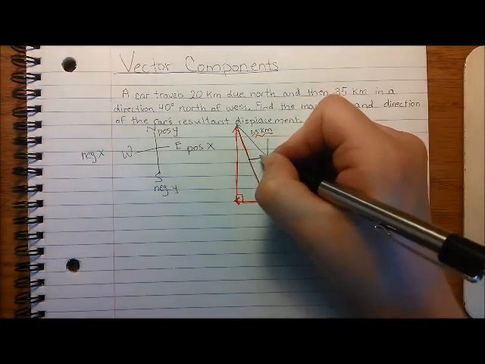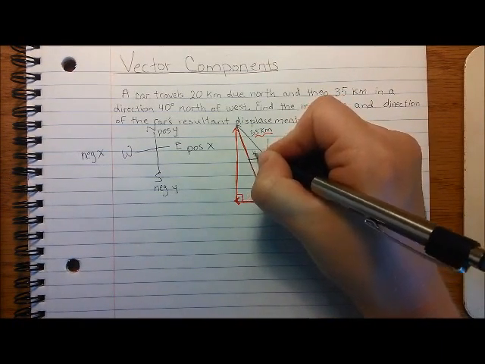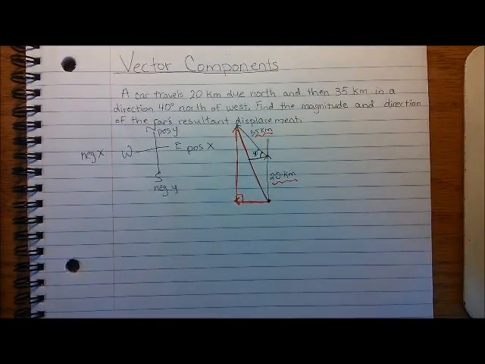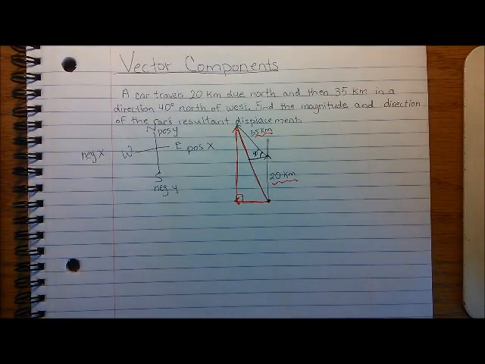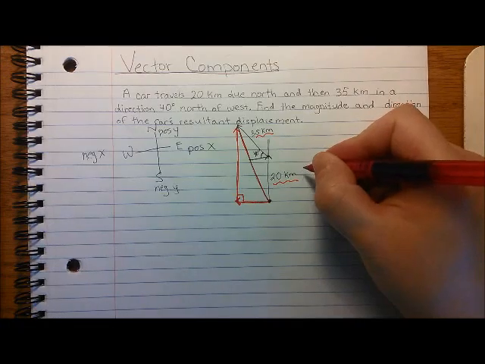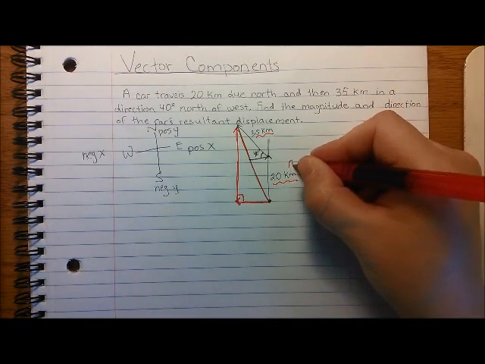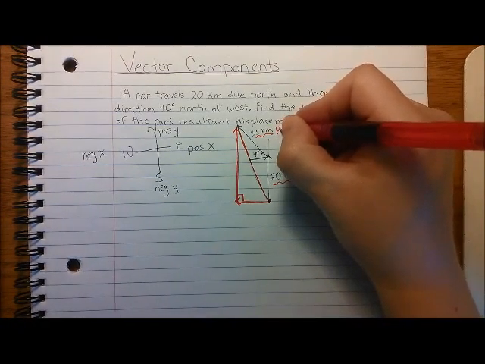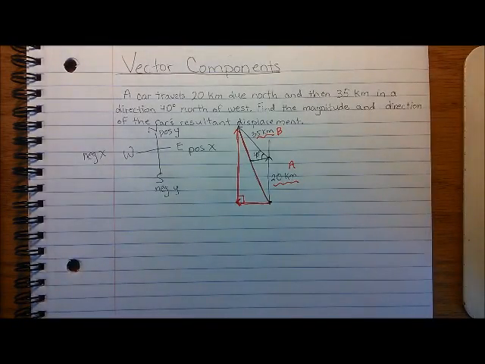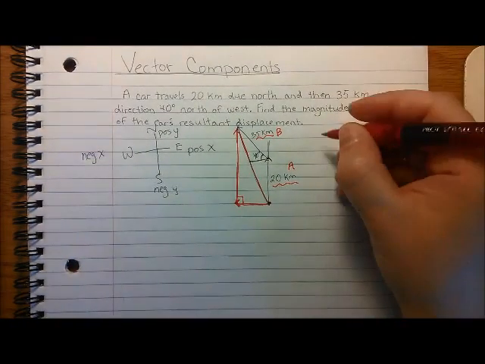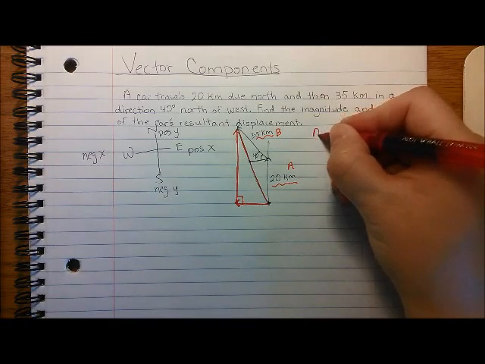And let's make sure we go back and label this angle. So let's label these vectors. I usually label them with letters of the alphabet. I'm going to call this vector A and this vector B. Let's start with vector A, breaking it up into components.